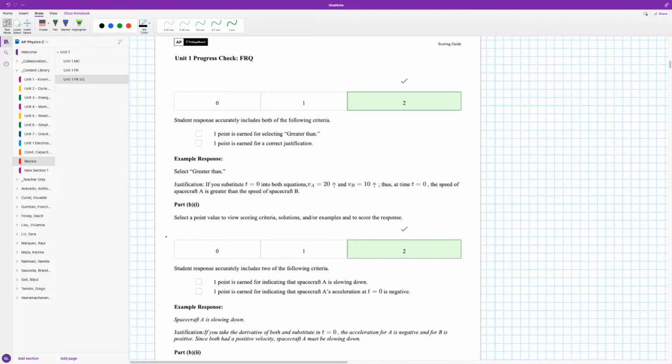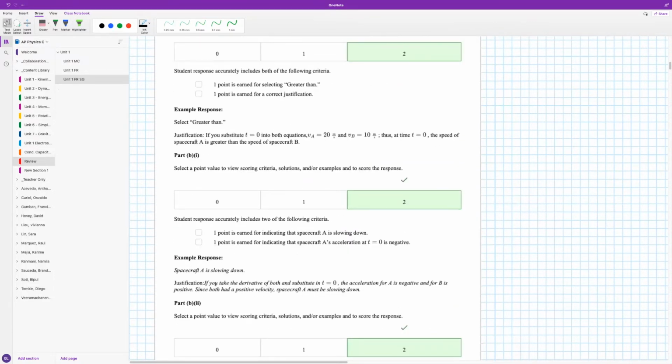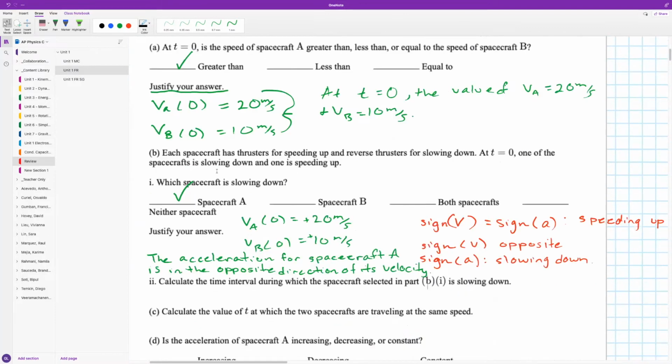So for part B, spacecraft A is slowing down. If you take the derivative of both and substitute in, oh okay, that's actually a better way to do it, especially since we're talking about a calculus-based physics class here. So we should probably be thinking about justifying with derivatives and calculus talk. But I think implicitly we did say that the acceleration is negative for A, and for B it's positive. Since both have a positive velocity, spacecraft A must be slowing down. Okay, so there we go for that.